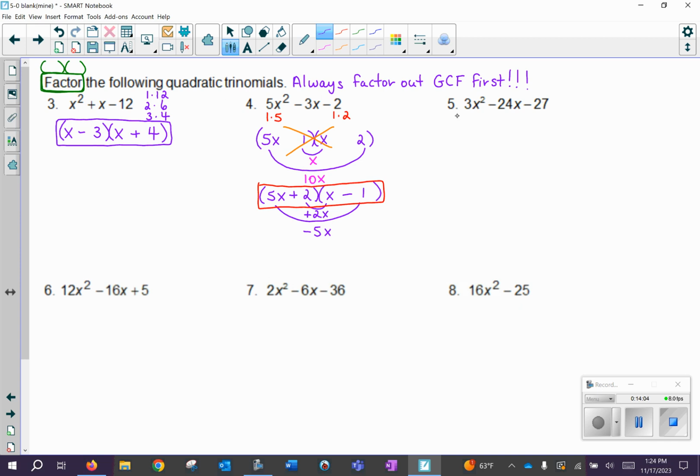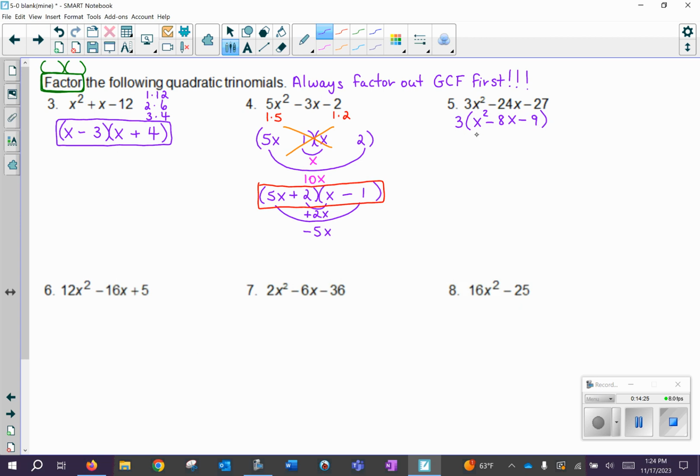So you have to factor out that GCF first. 3 times x squared would be 3x squared. 3 times negative 8x would be negative 24x. And 3 times negative 9 would be negative 27. Okay. Now you're just dealing with this guy.